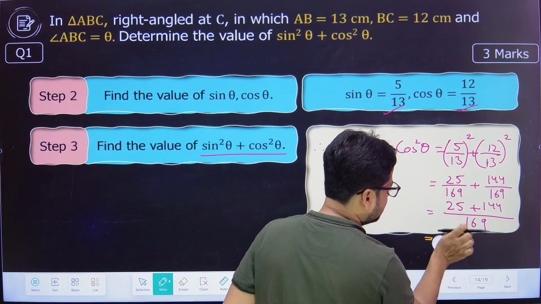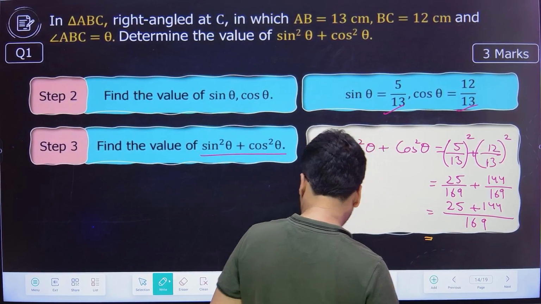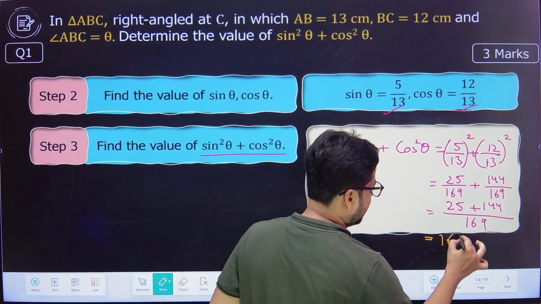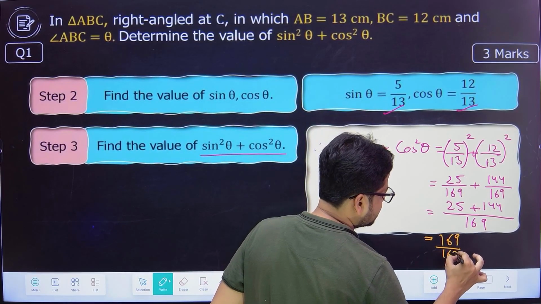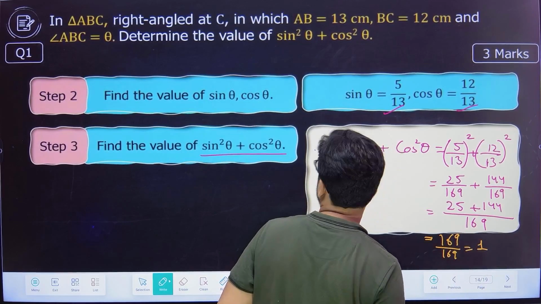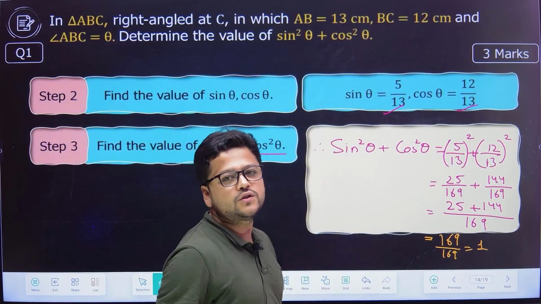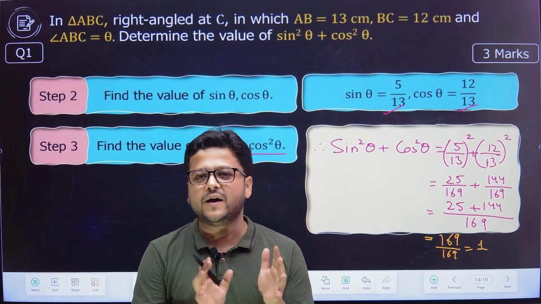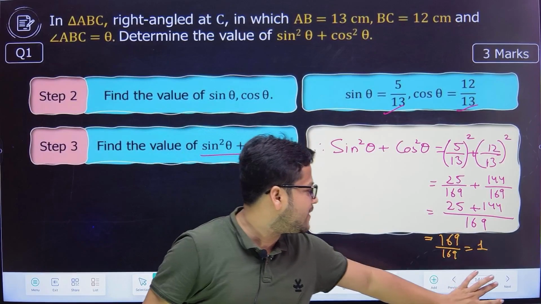169 divided by 169, the answer will be 1, right? So in this way we can solve this question and we can take the advantage of step marking as well. So this question is complete.